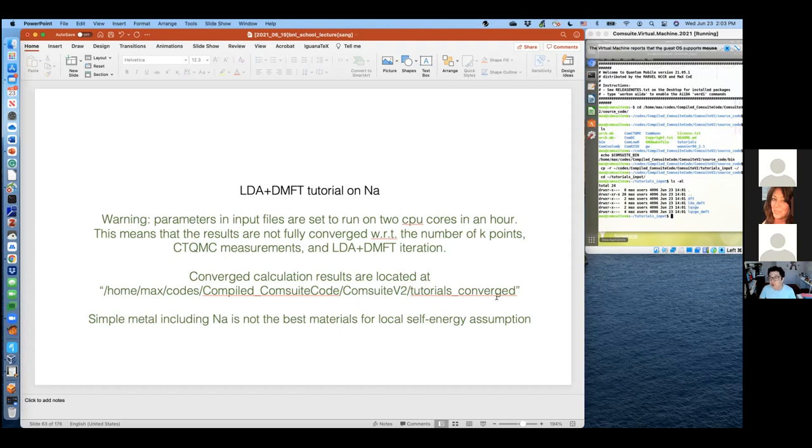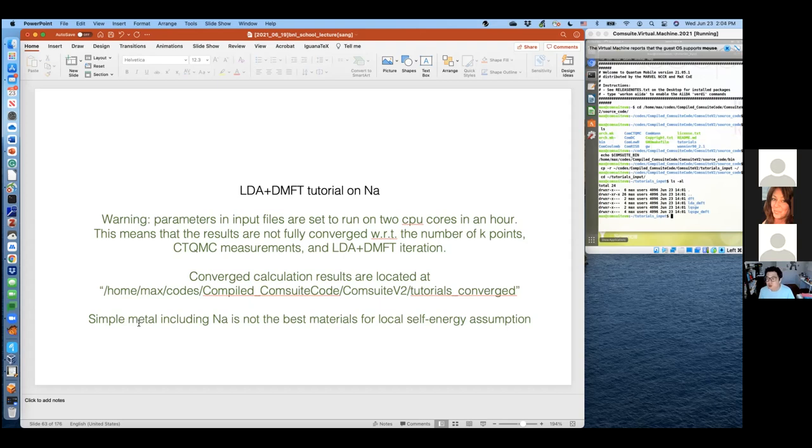And this result will be somewhat different from what you will get by running your examples in your virtual machine. Another comment is that simple metal, including sodium, is not the best material for the local self-energy assumption, which is intrinsic in the DMFT calculation.